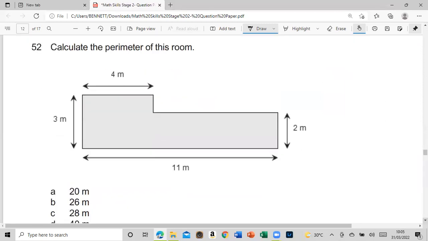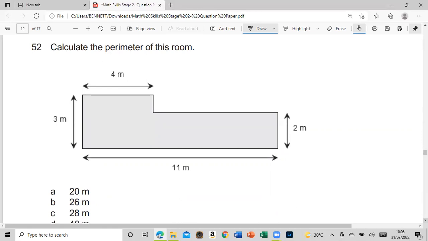Alright, calculate the perimeter of this room. Students struggle with this, you know, especially at times, but to fix that, let's look at it carefully, put in the missing pieces, and then we add up all of it.